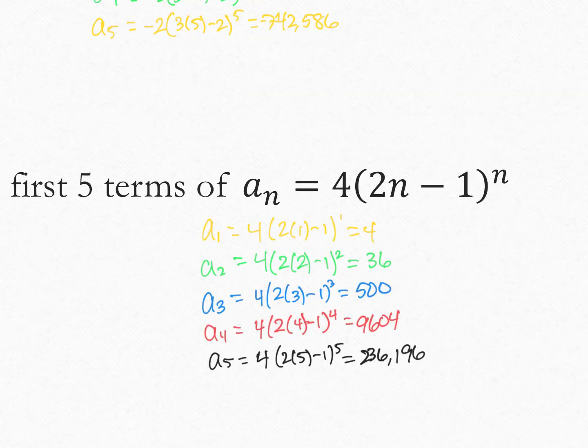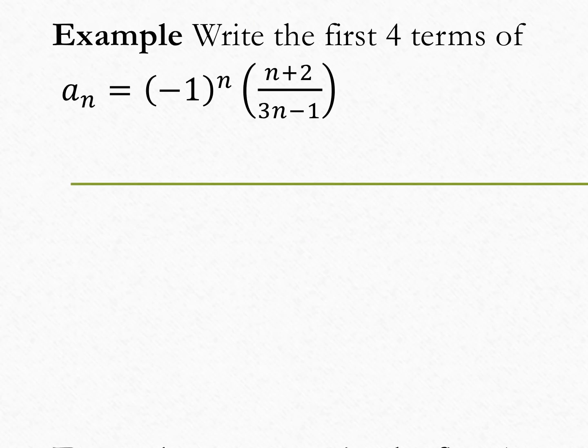So hopefully for this one, you found the first term to be 4, the second term 36, the third term 500, the fourth term 9,604, and the fifth term 236,196. Okay. If we look at our next example, we're just going to be doing the same thing. We're going to find the first 4 terms this time with a more complex sequence.